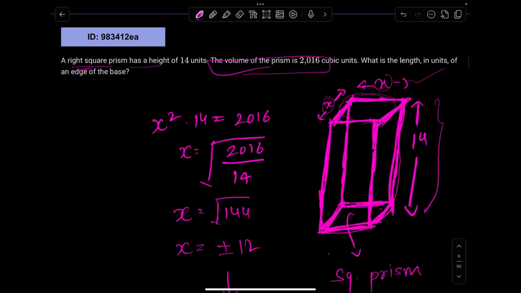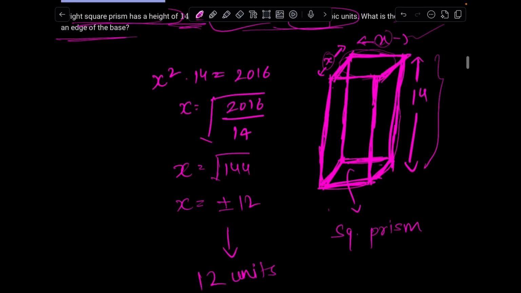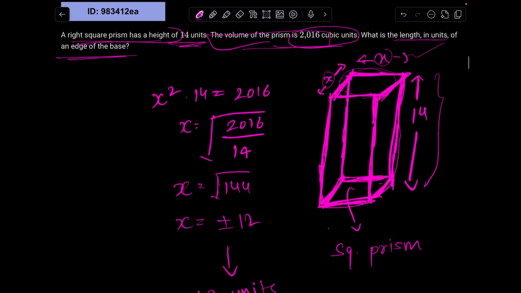A right square prism has a height of 14 units. The volume of this prism is 2016 cubic units. What is the length in units of an edge of the base? Okay, so this is how a right square prism looks like. You can say it's a 3D rectangle. A rectangular prism would have different length, width, and height, but a square prism has the same length and width, basically sides, and the height is different.